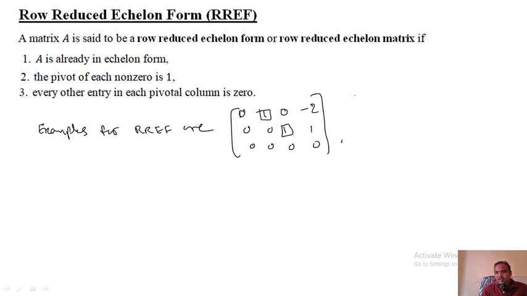So now another example, 0, 1, 3, 0, 0, 0, 0, 1, 0, 0, 0, 0. This one is a pivot. In the pivot column all 0. It's a pivot, in this pivot column 0. This is an example. And another example.